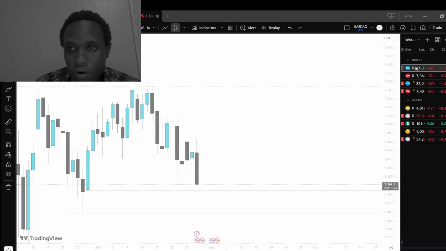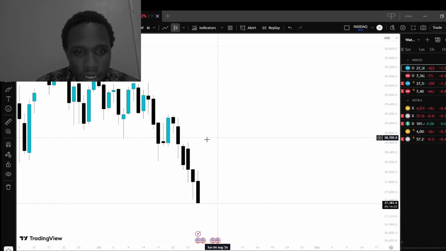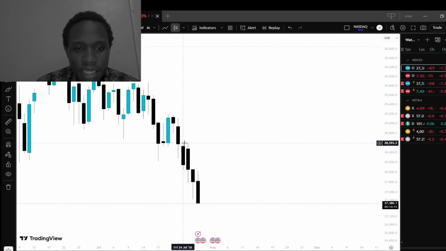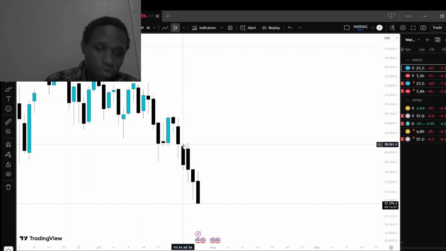Okay, so on US 100, we had the same thing. You can see that we swept that high and then we closed back inside that range. So already we started with a liquidity sweep on a Monday. And when you see a liquidity sweep on the daily time frame on a Monday, that is a high probability for a week that is going to displace to the other side.